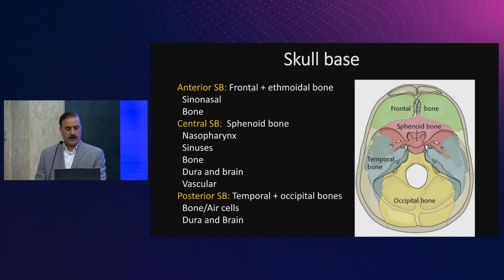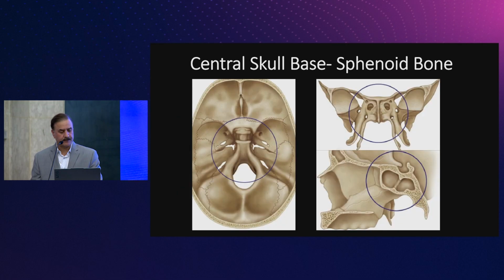So when we look at our skull base, we have the anterior skull base, we have the central skull base, and we have the posterior skull base. We are going to focus just on the central skull base, in which all these different lesions can develop from all the different anatomical areas that are in there. The main constituent of the central skull base is your sphenoid bone, right? So this is your basisphenoid. This is your greater sphenoid wing.